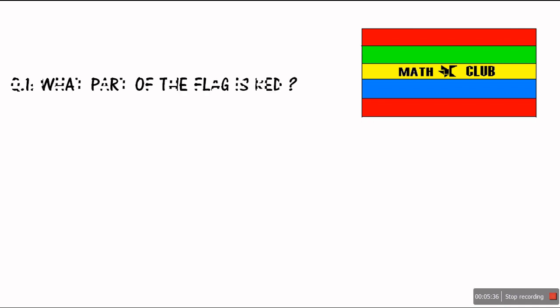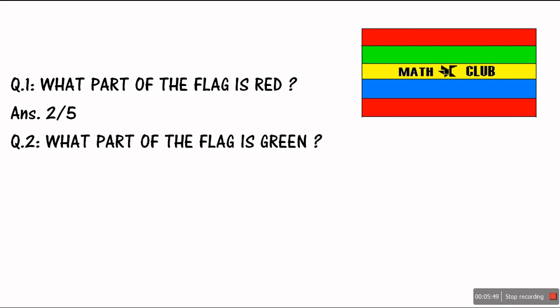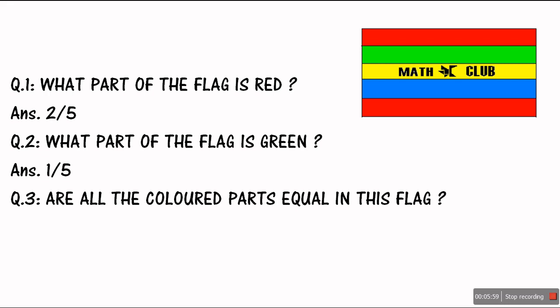Now this is the maths club flag. Some questions are related to this. Let us solve them. First question: what part of the flag is red? As I told you, 2/5. Next question: what part of the flag is green? The green strip is one strip, so the answer is 1/5.